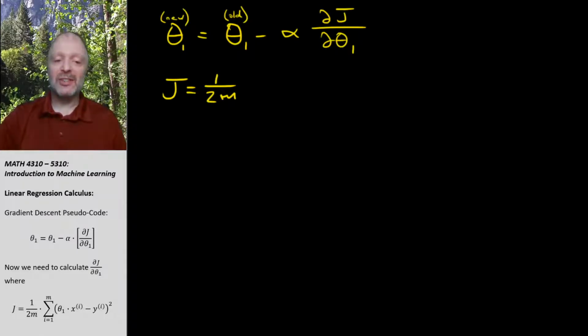So this is the summation i from 1 to m of, and I'm going to put a bracket here instead of a paren, just because it really emphasizes that this whole thing is being summed over. So it's going to be theta 1 times x sub i. So theta 1 times x. I know I said sub.